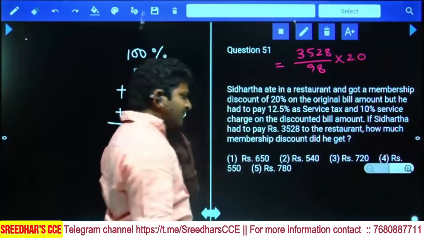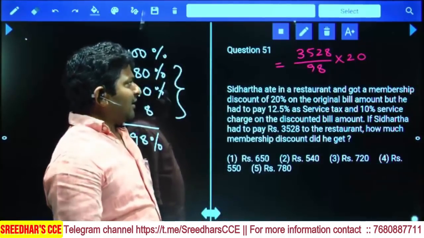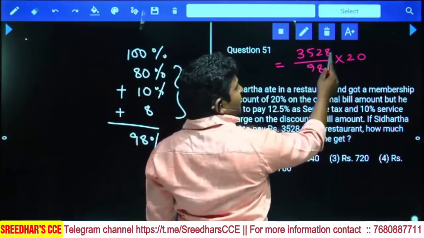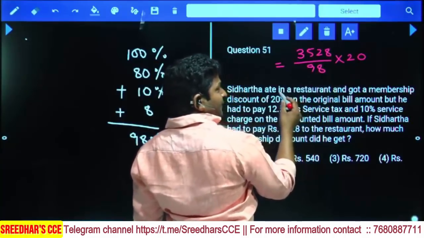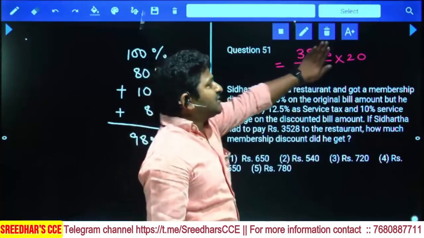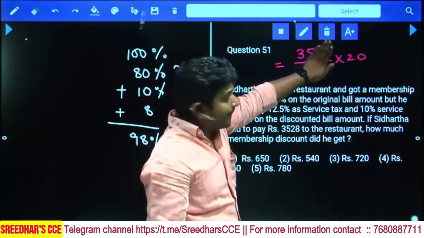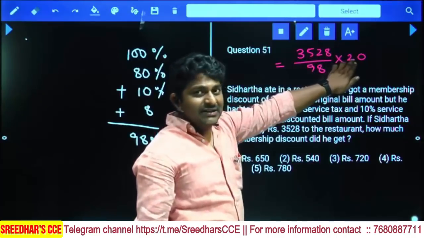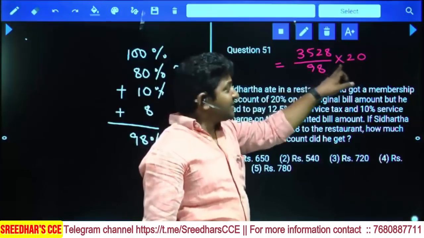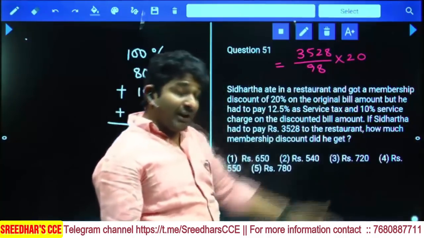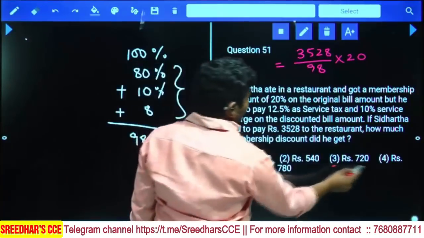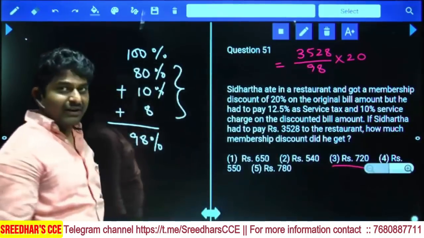Now let us verify with last digit verification. 8 ends with 8. That can be 8 into 1 or 8 into 6. So this value may end with either 1 or 6. Into 20, the answer may end with 1 into 20, 20, or 6 into 20, 120. So in any case, it is ending with 20. So the answer should end with 20. So option 720 is the final answer.